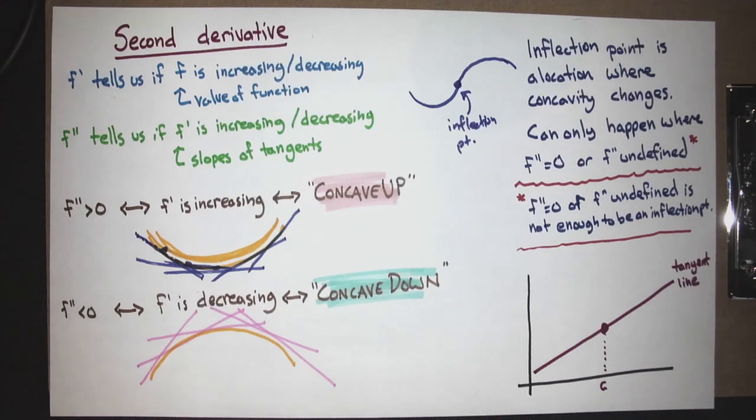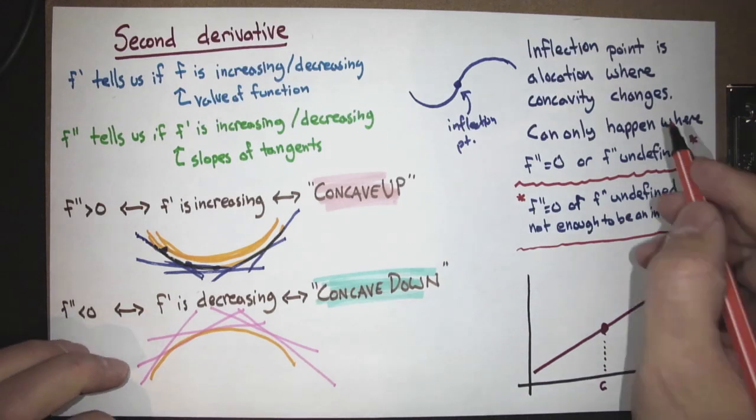Okay, where can the second derivative change sign? Well, that's where the second derivative is either 0 or undefined. Now, this might feel familiar. It sounds an awful lot like critical points, because it basically is like a critical point. It's critical points for the first derivative. Now, be careful. When we talk about inflection points, we want to make sure it's where concavity changes.